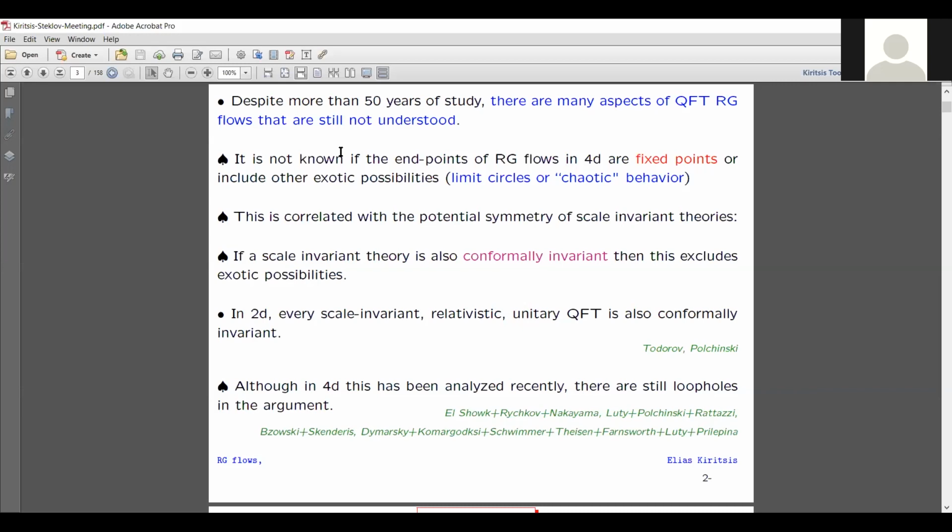In particular, it is not known if endpoints of renormalization group flows in 4 dimensions are fixed points, or whether they include other exotic possibilities like limit cycles or chaotic behavior. This is correlated with the potential symmetry of scale invariant theories. We know that if a scale invariant theory is also conformally invariant, then this excludes the exotic possibilities. And in 4 dimensions, we know that every scale invariant relativistic unitary quantum field theory is also conformally invariant. However, although this issue has been analyzed very intensively recently, there are still loopholes in the general argument.